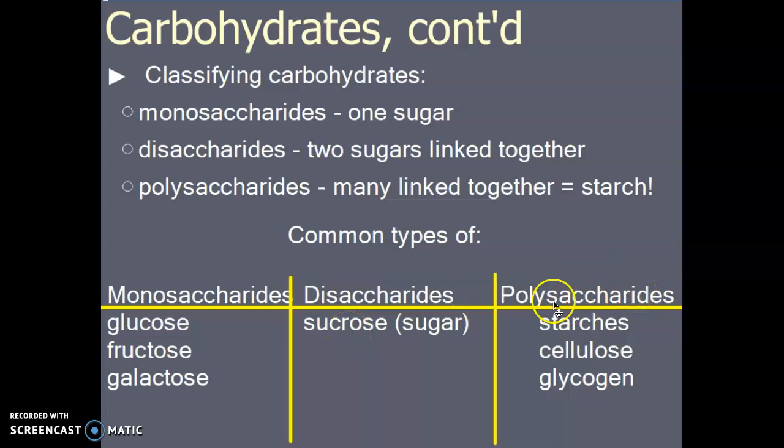And polysaccharides, poly means many. These are your starches pretty much. Okay, so regular starches, cellulose, which is the material that is in a plant cell wall, like the stringy stuff that comes off of celery, and then glycogen, which is stored in your liver. You actually have a 3-day supply of glycogen in your liver.